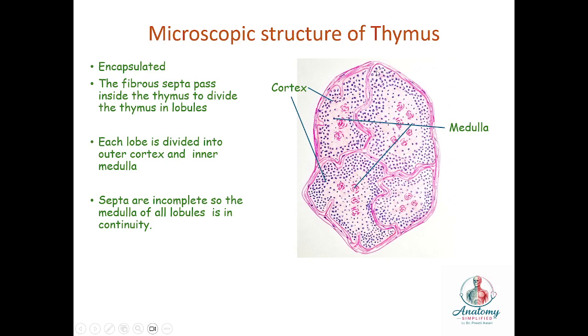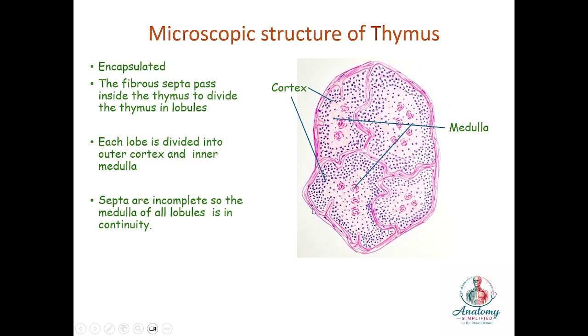So basically, if we see the structure of the thymus, this is a diagram of a H&E stained specimen of thymus, which we are trying to see under a compound microscope under low power. You can see the capsule gives some fibrous septa. The fibrous septa pass inside the thymus to divide it into lobules. Each lobe is divided into outer cortex and inner medulla.